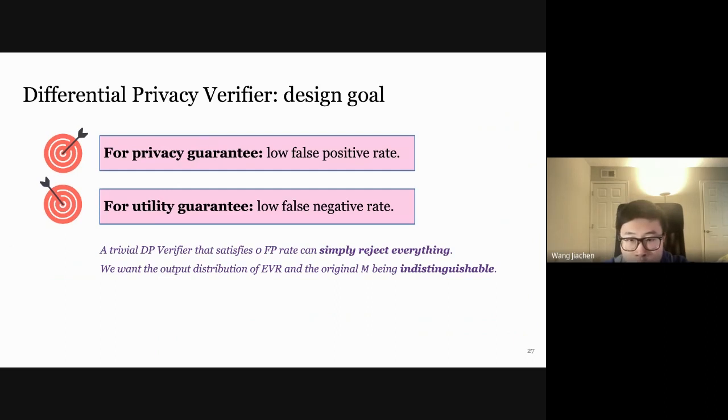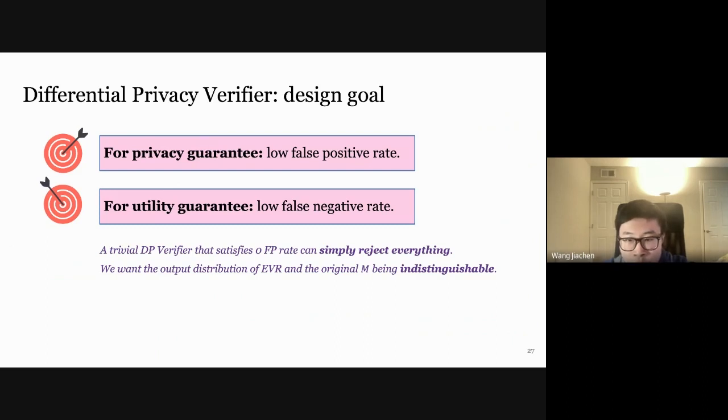Okay, so next we'll talk about how we can exactly implement a DP verifier. The design goal is twofold. For the privacy guarantee, as we showed in the previous slide, we need the DP verifier to have a small false positive rate. And we also need the DP verifier to have a small false negative rate for the utility. Recall that the EVR paradigm has an extra branch for the rejection case compared with the original mechanism. So we want the verifier to have a small rejection probability when M is indeed epsilon-delta DP.